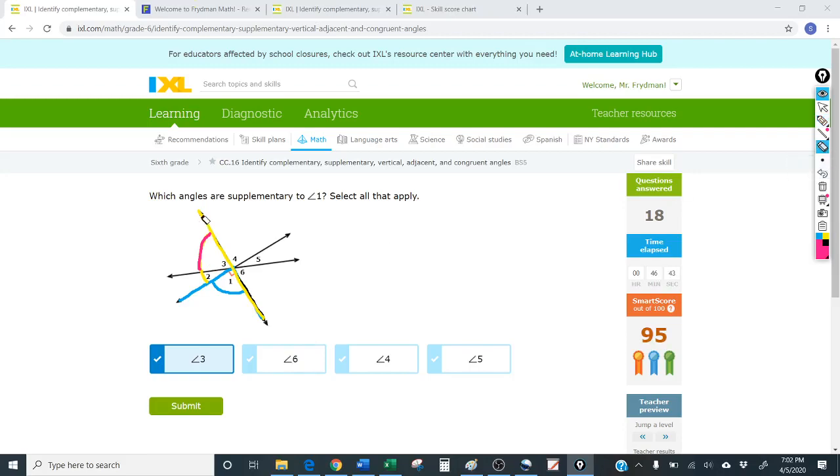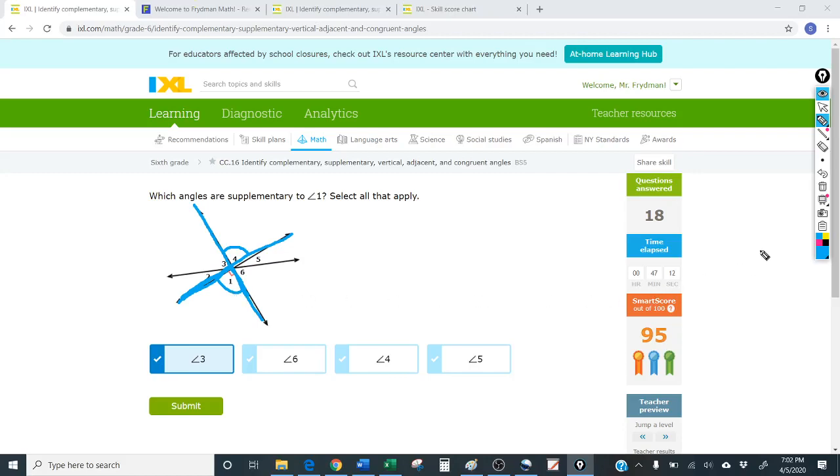However, here's angle 1 again. I do see, once again, if I extend this line and extend this line, then angle 4 I can see is vertical to angle 1. And what do I know about vertical angles? They are equal to each other.